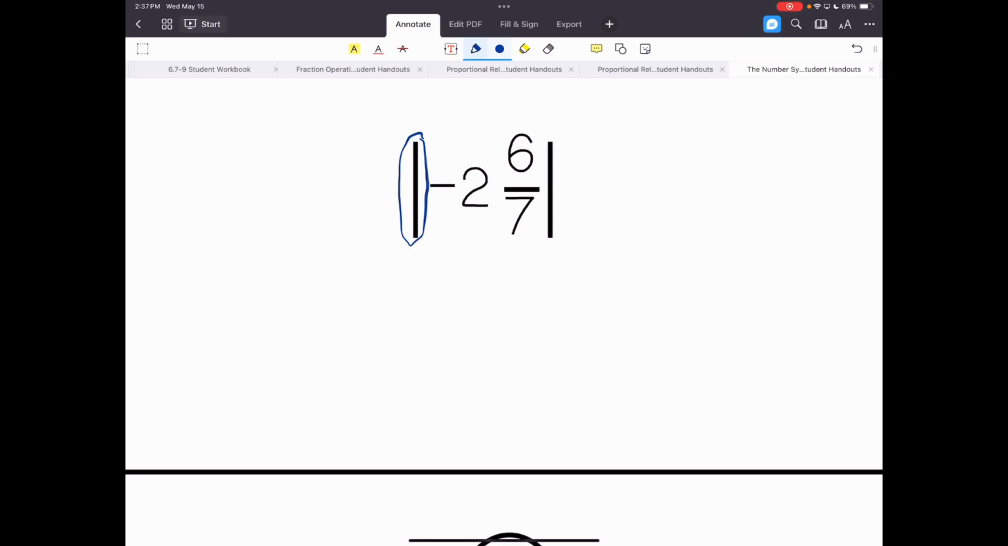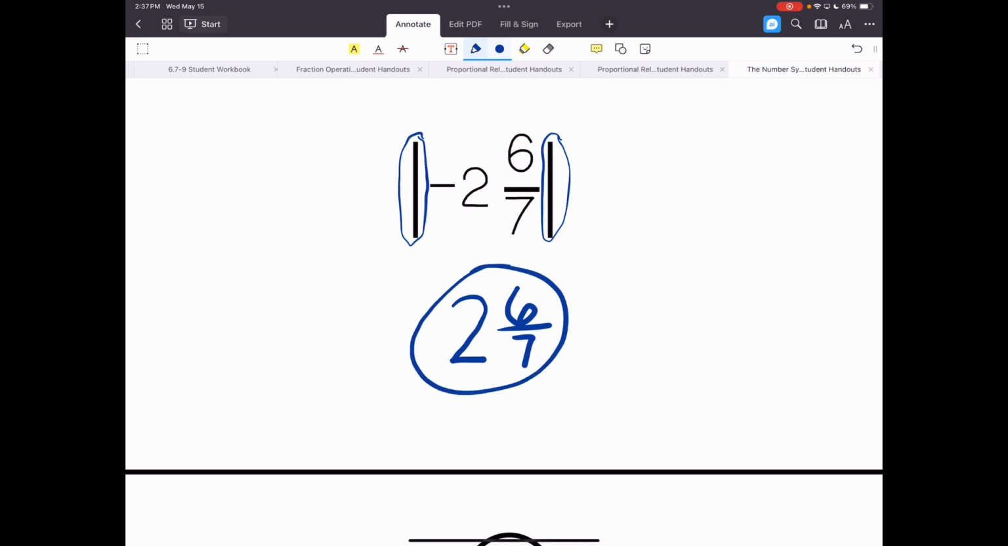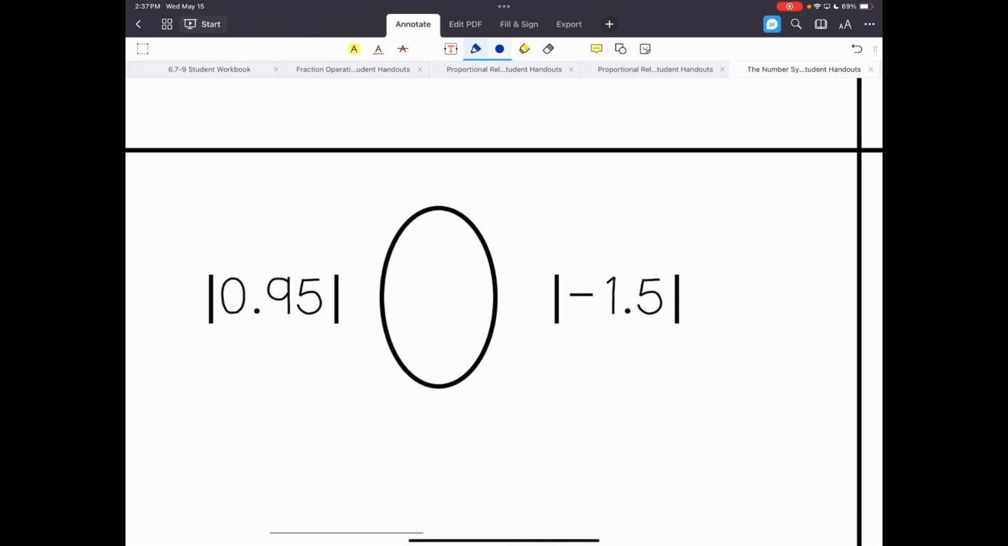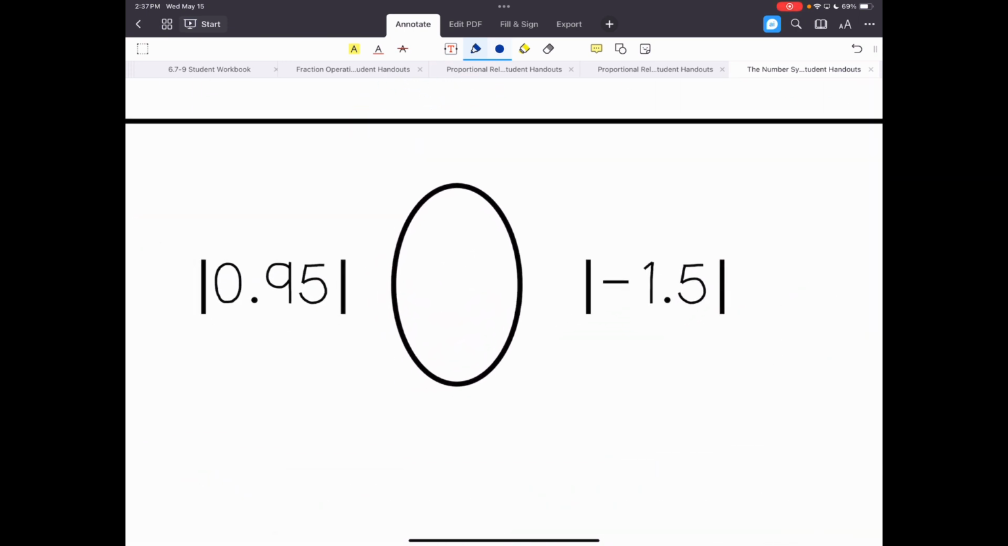Our fraction in this case is a negative number, but remember distance cannot be negative. So the absolute value of negative 2 6/7 is positive 2 6/7 because again, distance cannot be negative. It's the distance from 0. Okay, so comparing these, the first thing we want to do is take the absolute value first and then compare them.